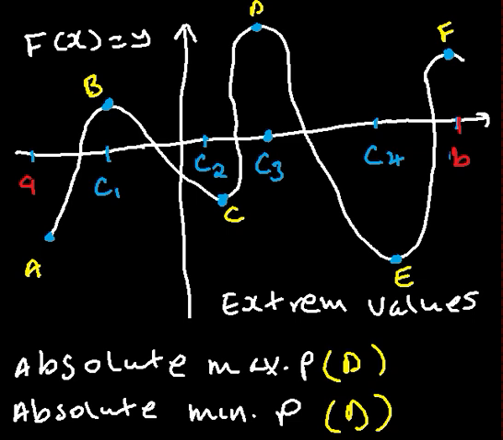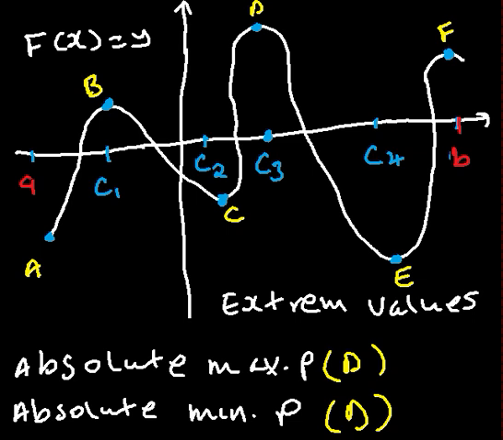So in extreme values, we have two types of extreme values you have to understand. We have what you call the absolute maximum, and we have what you call the absolute minimum. And now the y value corresponding to the absolute maximum point is known as the absolute maximum value. So this is how I can have it.